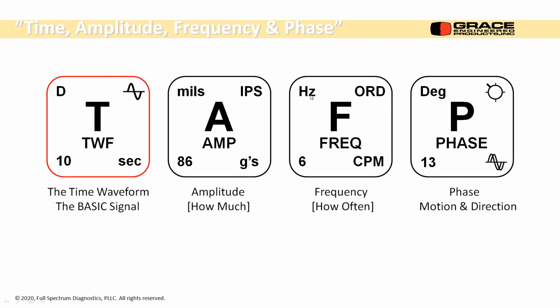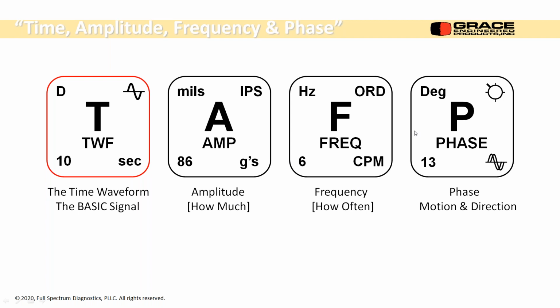Frequency, that's up to you how you like to look at your data. Usually people use either hertz or CPM, so cycles per second or cycles per minute. You can also normalize your data and look at it in orders if you wish. Amplitude is how much, it's a severity parameter. Frequency is how often, so it gives us a look at what the source of that response, that amplitude change is when we go into the frequency domain.